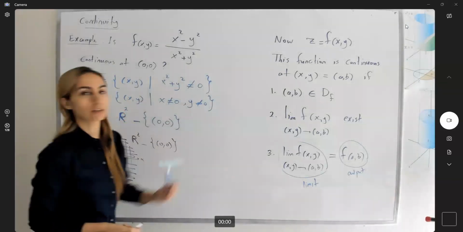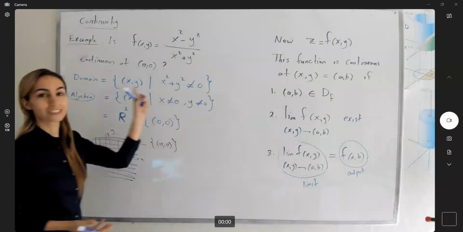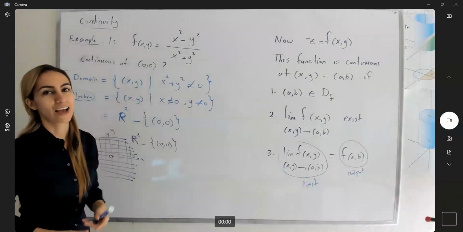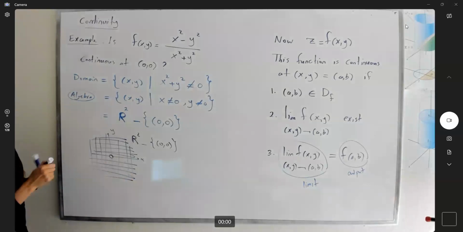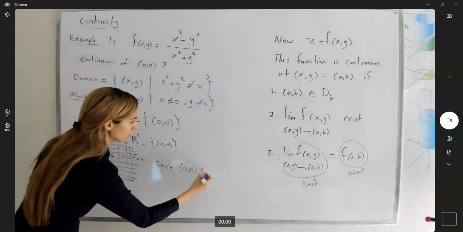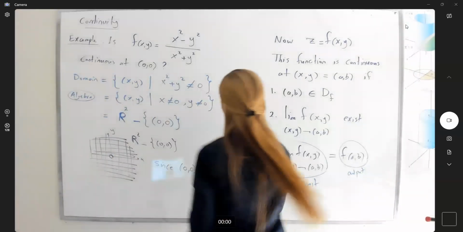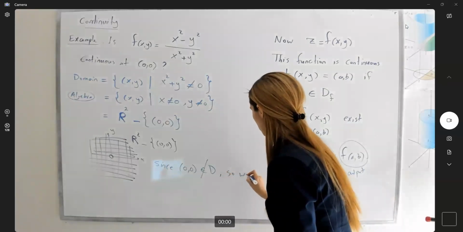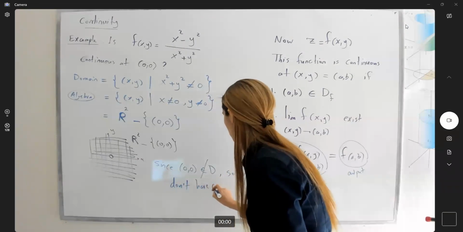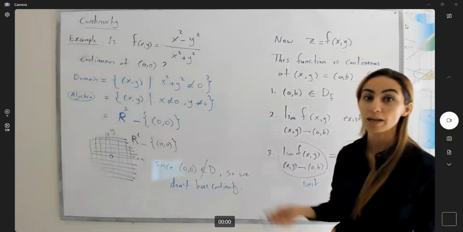The first condition is not met. Well, what's the meaning of that? Since the origin is not in the domain of the function, we're going to say that it's not continuous at the origin. So this is our conclusion. Since (0, 0) does not belong to the domain, we don't have continuity at the origin.